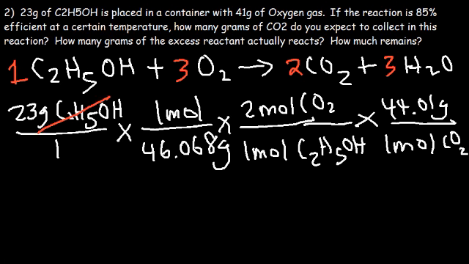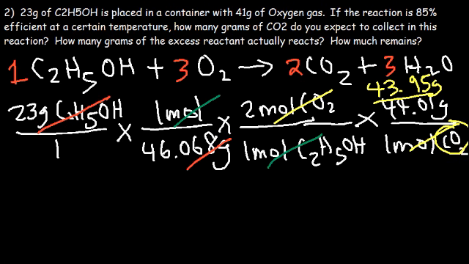So the units grams of ethanol cancel, and moles of ethanol cancel, and moles of CO2 cancel as well. And so if we type this in, it's going to be 23 divided by 46.068 times 2 times 44.01. So we're going to get 43.95 grams of carbon dioxide, CO2. What this means is that if all of the 23 grams of ethanol reacts, we can get a maximum of 43.95 grams of CO2. It's simply a relationship between the reactant and the product.